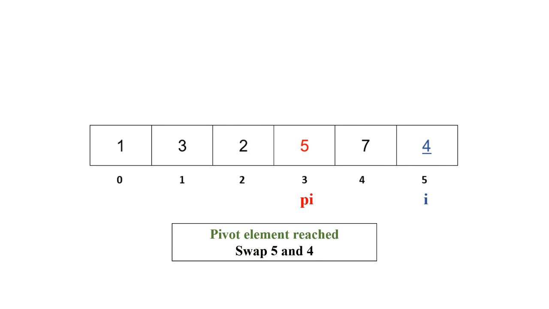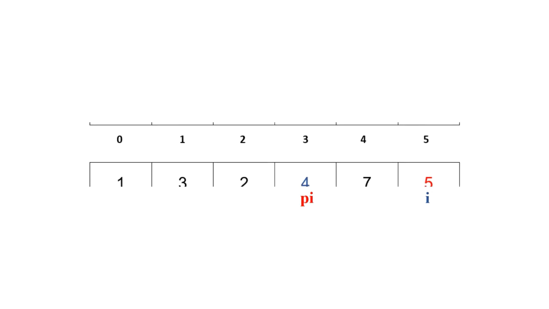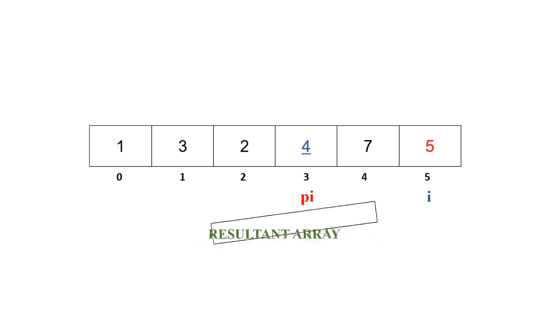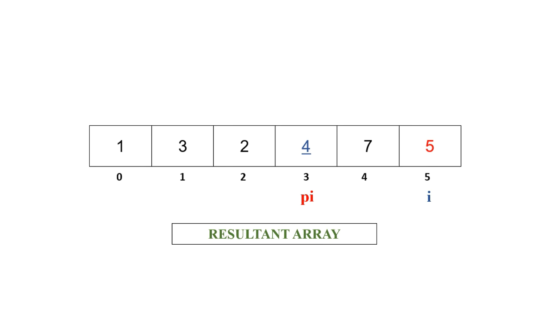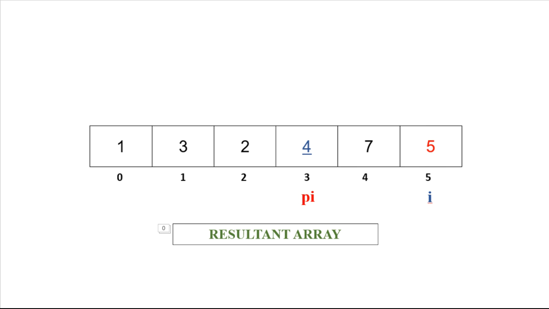As we have reached the pivot element, we can swap the values of pi and I. Now we have reached the resultant array, that is, the values less than the pivot element have come to the left of the pivot element and values greater have come to the right of the pivot element, and thus the array is partitioned using the partition algorithm.